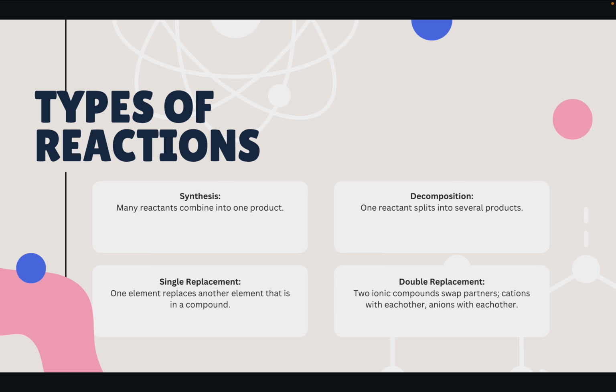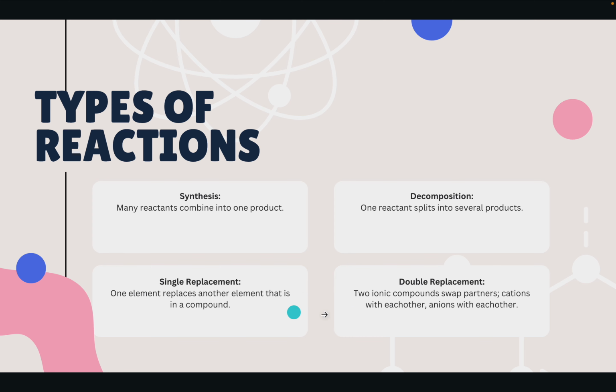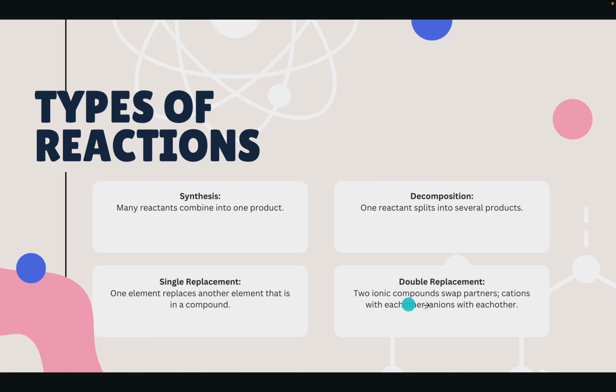Decomposition is the opposite of synthesis, where one reactant is split into several products. Single replacement is when one reactant replaces another one that's inside a compound. So basically, there's one element and one compound, both on one side, and that element is going to replace another element in the compound next to it. And double replacement is very similar, except both of the reactants are compounds. Single and double replacement are where both of these are ionic, so this is ionic compounds only.